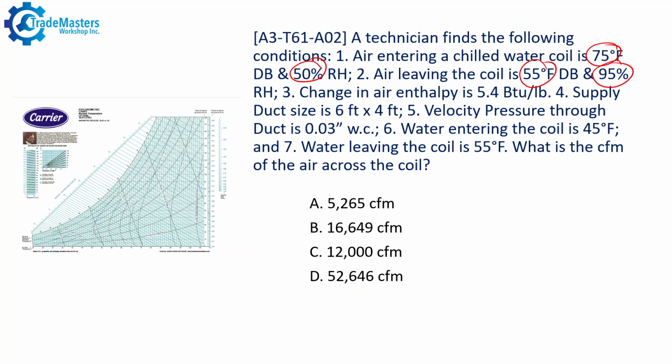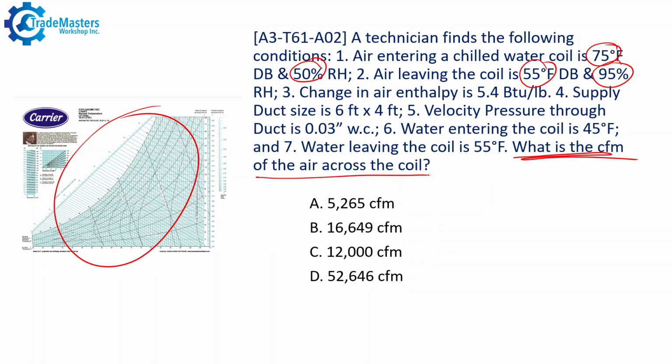Shortly, we will plot that as a process line on this psychrometric chart. But to answer this particular question, we still don't need to do that, because this question is asking, what is the CFM, or the airflow, in cubic feet per minute, of the air moving across the coil? Now, in the previous question, we already solved for velocity, right?